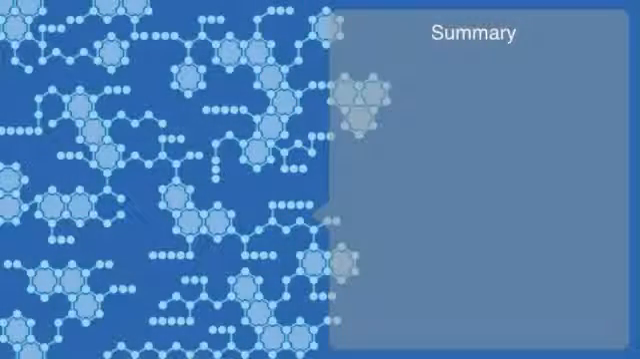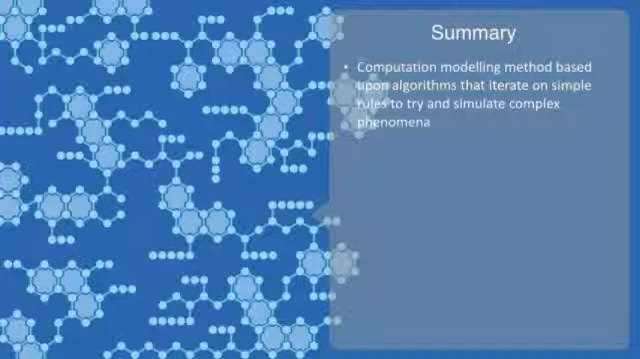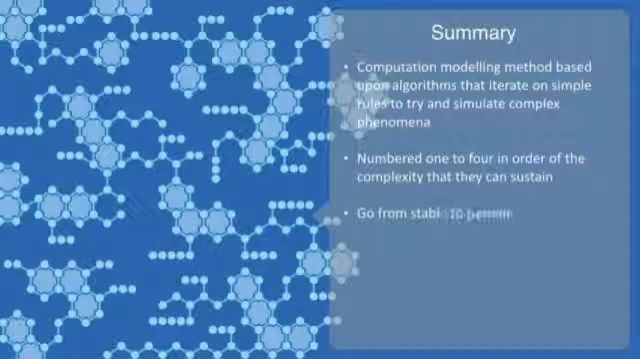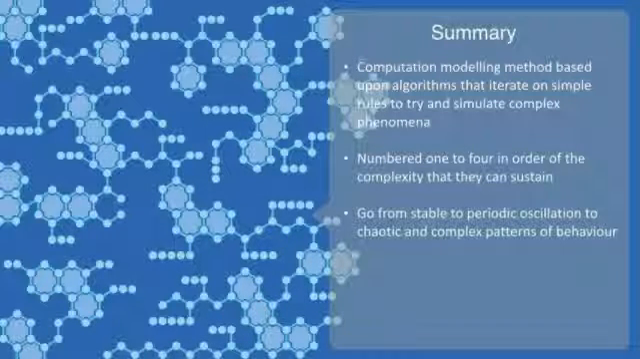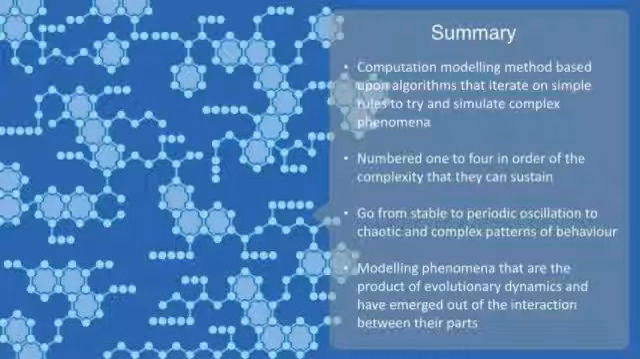We will wrap up then by saying that cellular automata are an alternative computational modeling method based upon algorithms that iterate on simple rules to try and simulate complex phenomena. The primary classification of cellular automata are numbered 1 to 4 in order of the complexity that they can sustain, as they go from stable to periodic oscillation to chaotic and complex patterns of behavior. We have also talked about how they are better suited to modeling phenomena that are the product of evolutionary dynamics and have emerged out of the interaction between their parts, as is typically the case for complex systems.